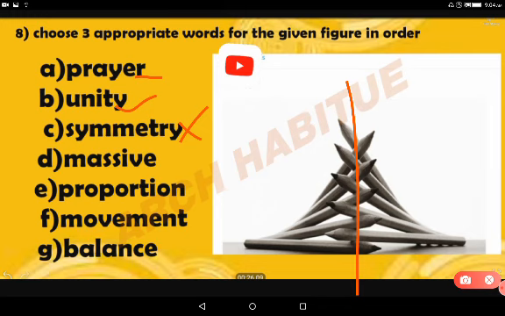We can see a massive building in this figure. No, but we can't say it as a principle used. But is there a proportion? No, there is no proportion. No movement. Yes, there is balance. So obviously we should include prayer also. So the options which are correct and most appropriate is balance, then unity, and then prayer. Okay.